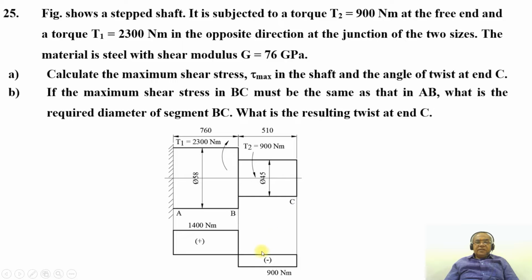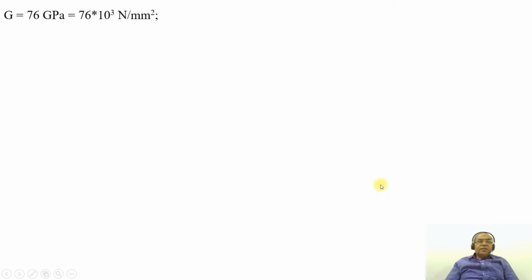So the torque on BC will be equal to minus 900 Newton meter, because by the convention we are taking counterclockwise direction as negative and clockwise as positive. And the torque on AB will be equal to minus 900 plus 2300, which is 1400 positive. So you have the torque of 1400 Newton meter on the positive side in AB. Now we will try to analyze.